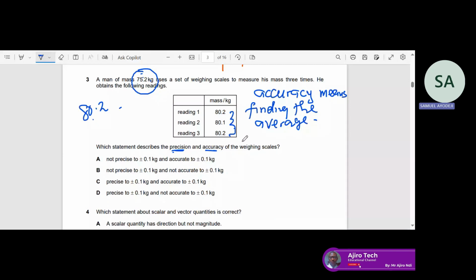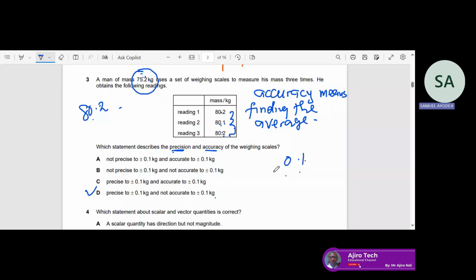What's the difference in the readings? It's 0.1. 0.1 is very small. That is precise because they are close. Precise means they are closer to each other. You can see now 8.1, 8.2, 8.2. They are closer. So if readings are closer, that means they are precise. So this one is precise but not accurate. The difference between them is very small, that brings precise, but it's too far to the actual value. So it should be D.